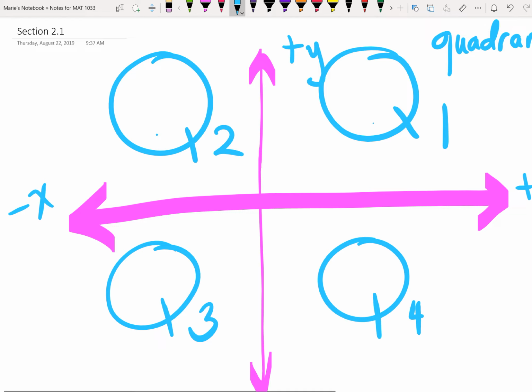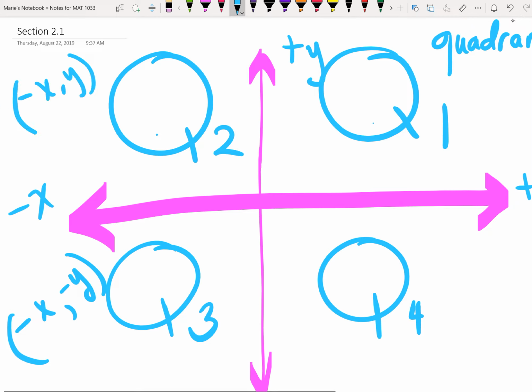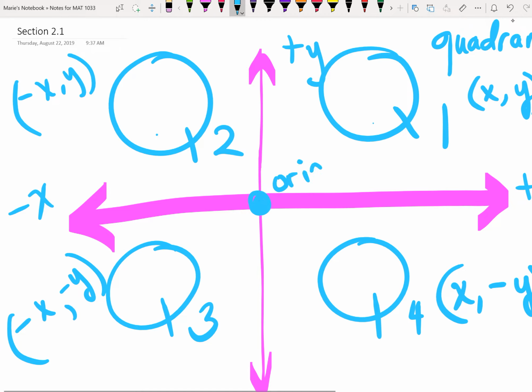That's for quadrant 2. On this side, both are negative. So you'll have a negative x and you'll have a negative y coordinate for this one. The last one, the x will be positive, but the y will be the negative value. And here, as I stated prior, both are positive. Alright. The other thing that you need to note is that this is the origin, and the origin is simply the 0, 0 point.